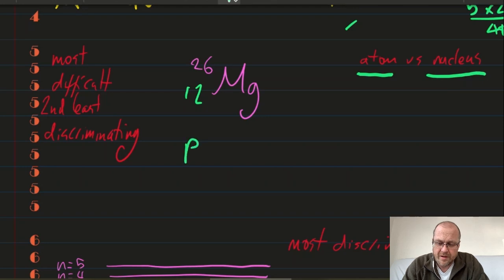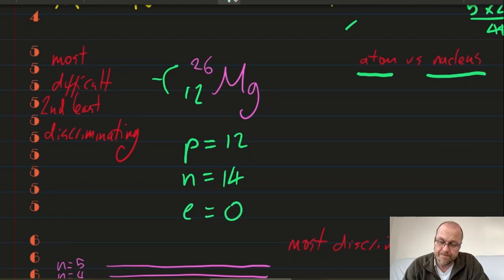So the atomic number is the number of protons in a nucleus, 12. And the difference is the number of neutrons. So that's going to be 14. And there are no electrons in the nucleus. In chemistry, they orbit the nucleus. So 12 protons, 14 neutrons, that's going to be D.